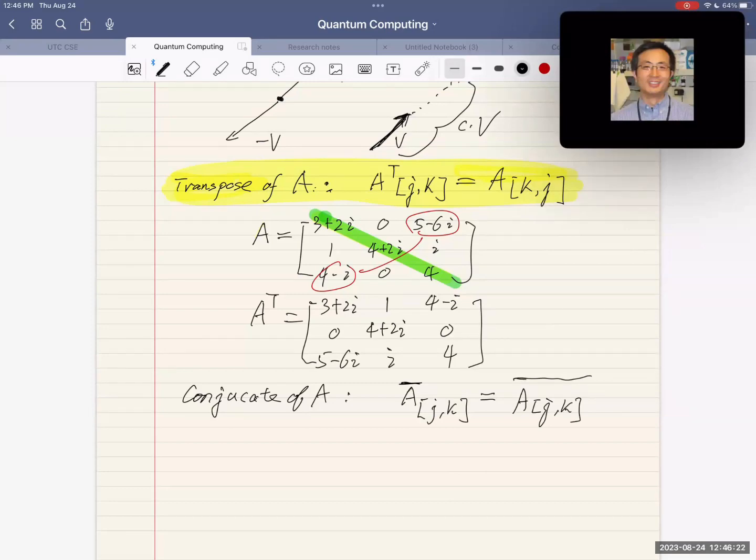Basically, for every vector in A, we take the conjugate. On the left, I said the conjugate of the matrix, and every J's row and K's column. On the right, basically A and the J and K's element in the original A matrix, and then we take the conjugate.